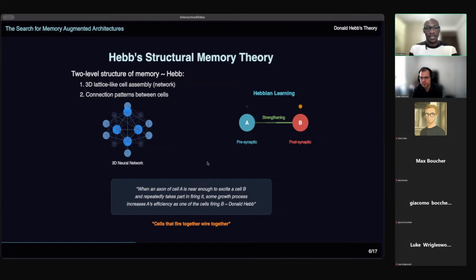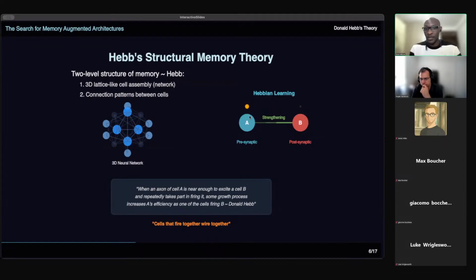So this theory enables the learning process to happen. So the connectivity of the neurons is important for the learning. And that's what we call Hebbian learning. Hebbian learning essentially is what enables systems to learn efficiently.